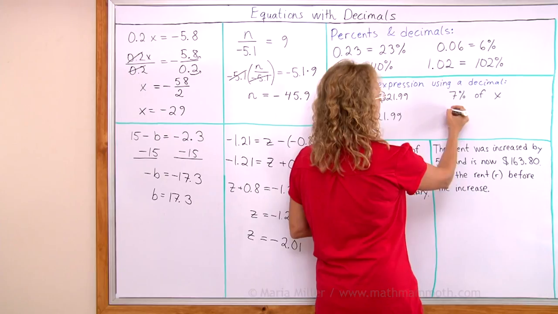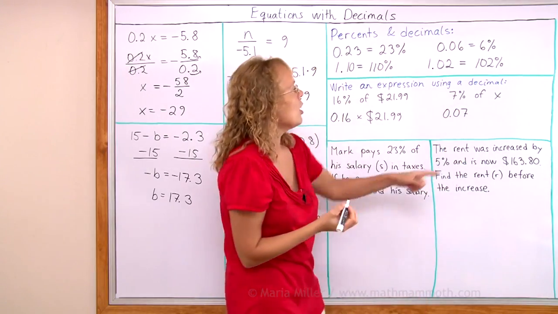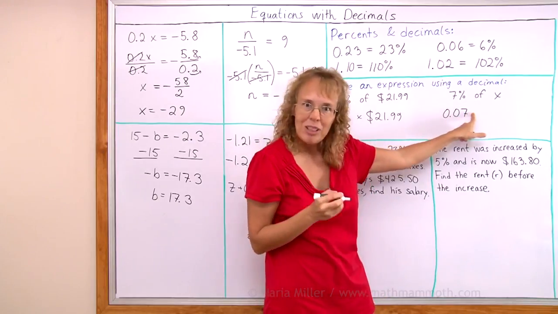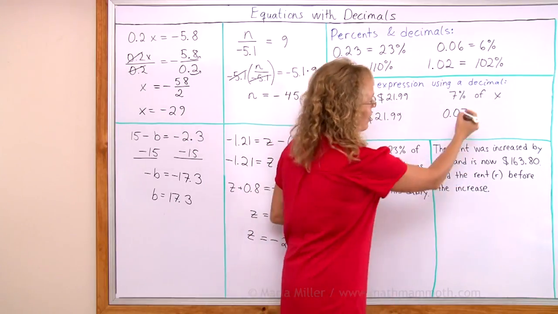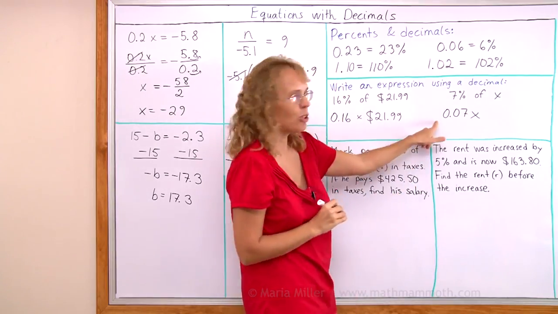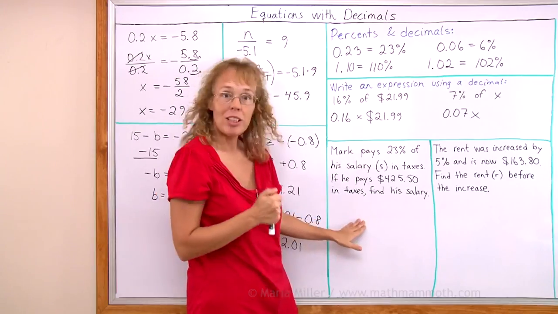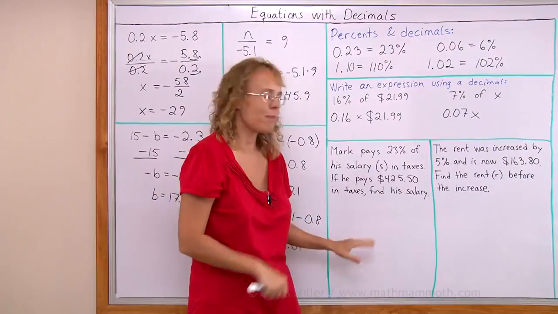This one here, 7%, would be as a decimal 0.07, or 7 hundredths. "Of" translates into multiplication, and then x here, but I don't need to write the multiplication sign between x and the number. We're going to use this technique to solve these two word problems now. We're going to write an equation for both and solve the equation.